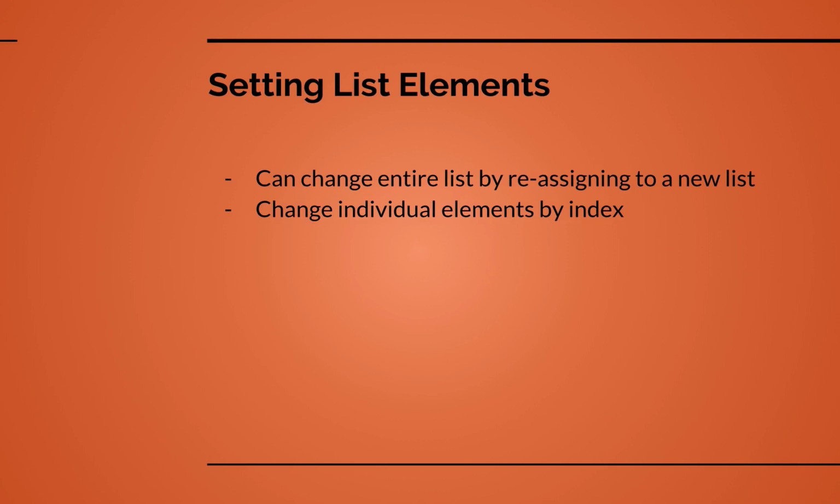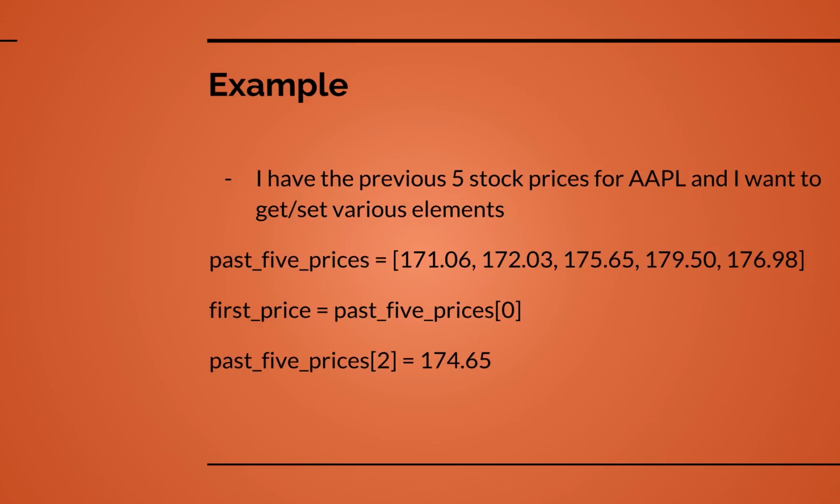Now I always find a visual aid helps a little bit, so let's take a look at a quick example here. Let's consider the scenario where I have my stock Apple that I'm still interested in, and I'm getting the previous 5 days' prices. I have the results stored in this list called past 5 prices. I've got numbers ranging from 171.06 through 176.98 in no specific order. This is just simulating some previous prices I might have seen.